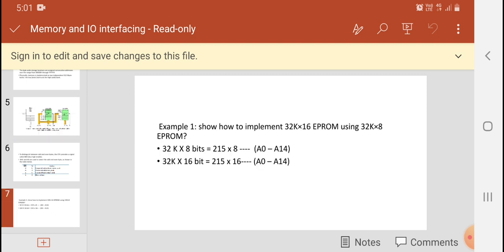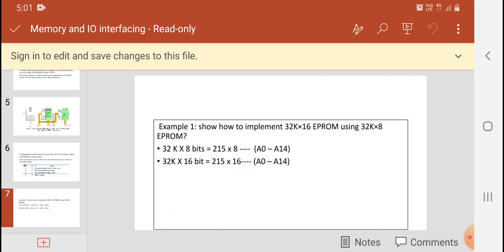Now we will discuss how to draw the memory interfacing. Take a problem: how to implement 32K cross 16 using 32K cross 8. So 16 is my data bus, and 32K is my address space, the memory locations. For 32K memory locations, we know we need 15 address lines, since 2 power 15 is 32K. So A0 to A14, that is 15 address lines, I am going to use. That's the first step to be decided.